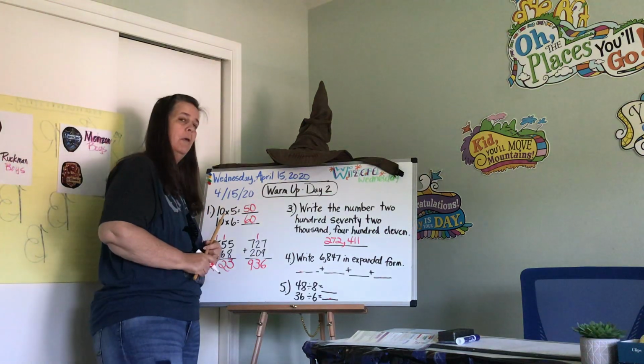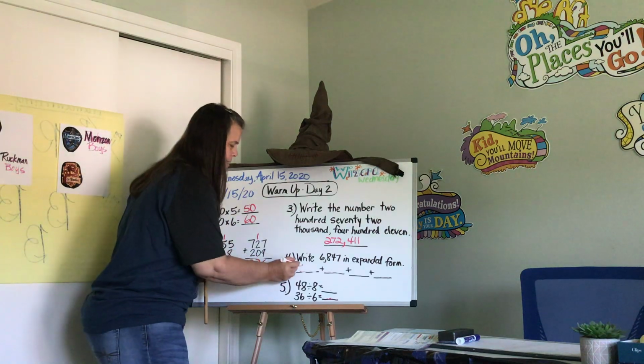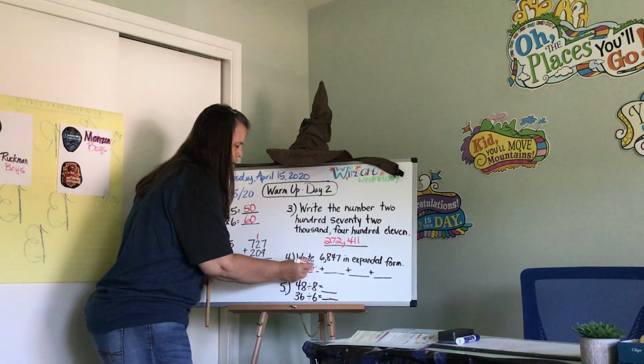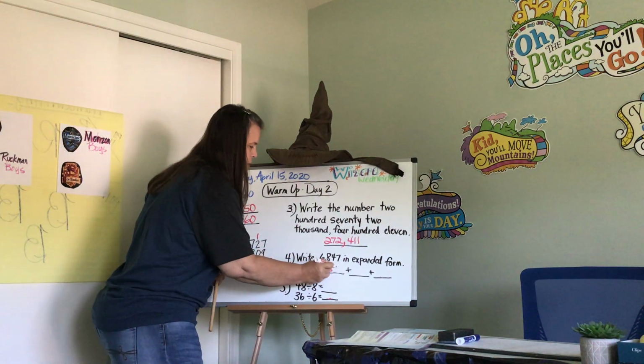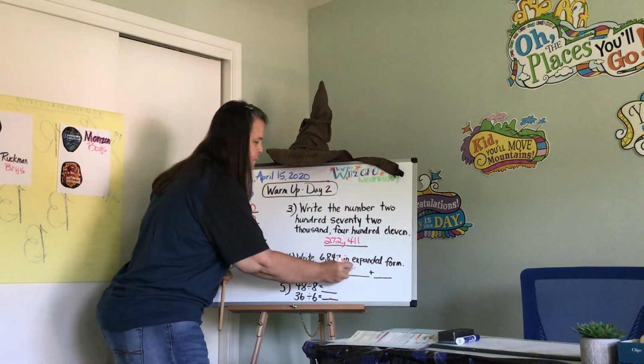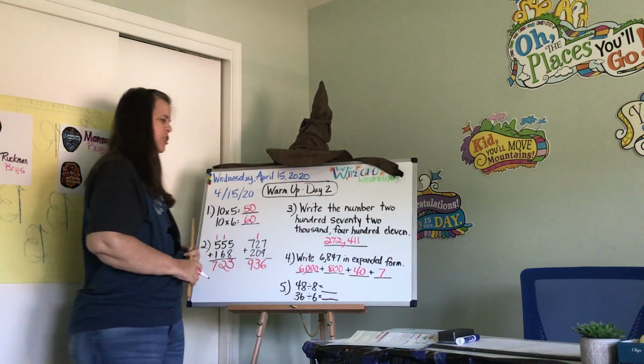We're going to stretch it out according to its place value. The 6 in this place is worth 6,000. The 8 in that place is worth 800. Then we have 40. And the last place, 7. I just stretched it out.